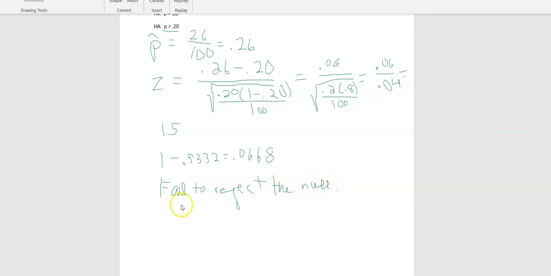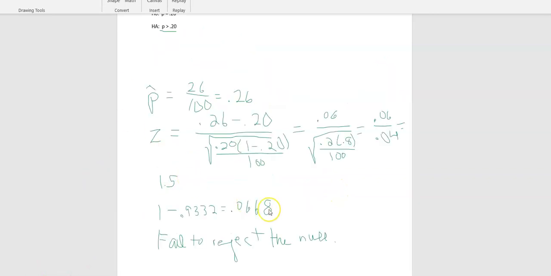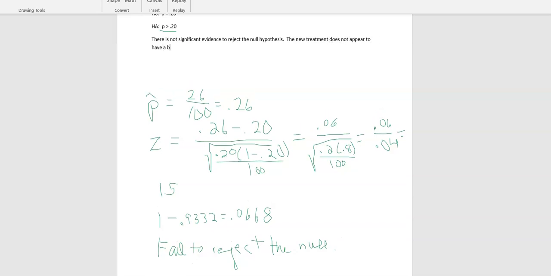So since we failed to reject the null, what does that mean for us? It means there is not significant evidence to reject the null hypothesis. It means that the new treatment does not seem to have a better remission than the current treatment. The new treatment does not appear to have a better remission rate than the current treatment.